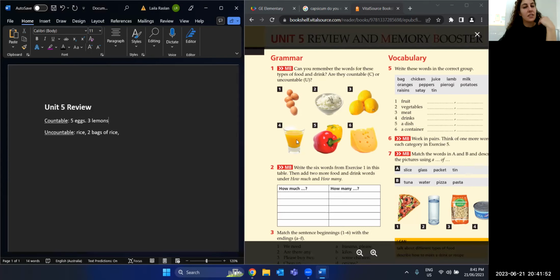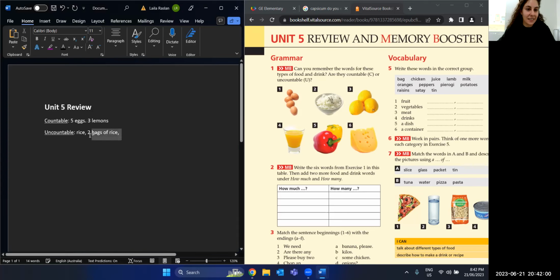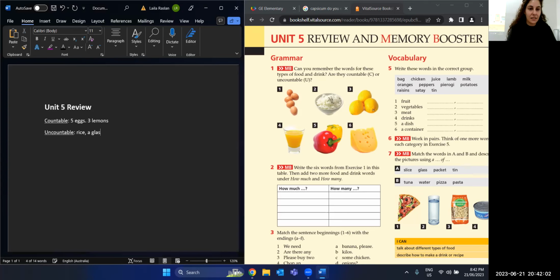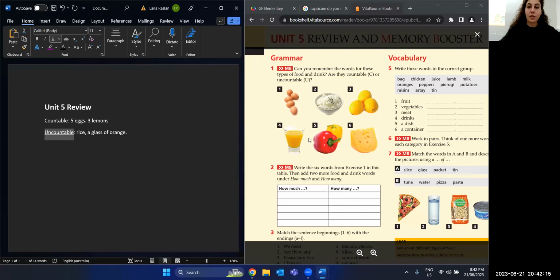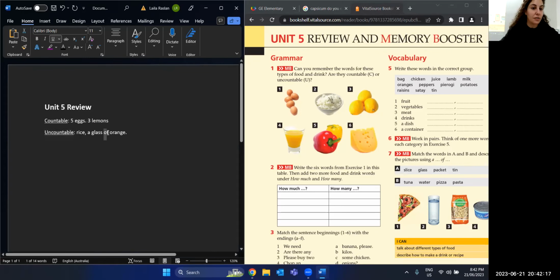Orange, but it's not the fruit, it's in a glass. So this is uncountable because it's a glass. It's a glass of orange. If you're ordering, I would like 2 glasses of oranges. We would like 5 glasses of oranges, please. It's uncountable. We don't say 5 oranges. We're not talking about the fruit. We're talking about the glass of.